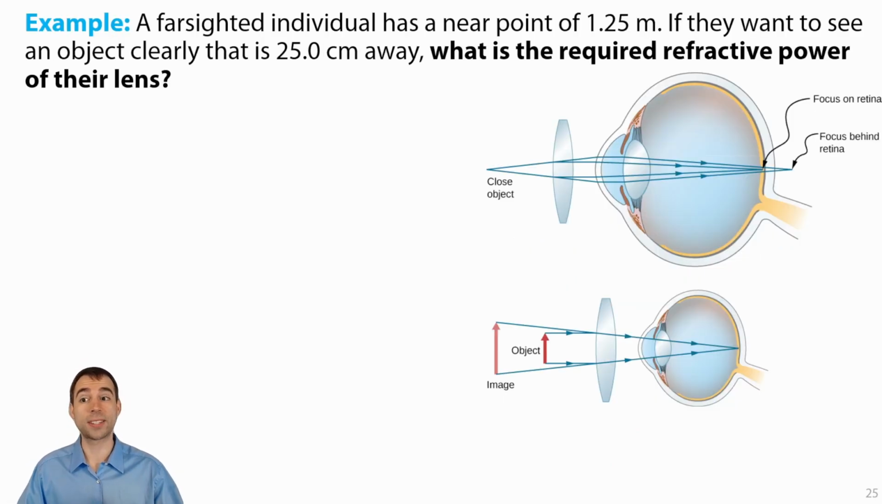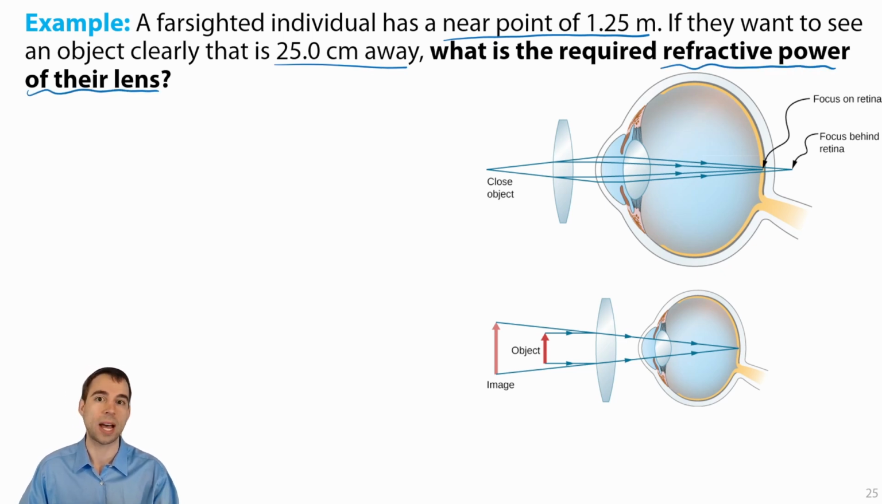All right, so let's try an example for a farsighted individual. Here they have a near point of 1.25 meters, and they want to be able to clearly see an object that is 25 centimeters away. What is the refractive power of a corrective lens that would be able to accomplish this?